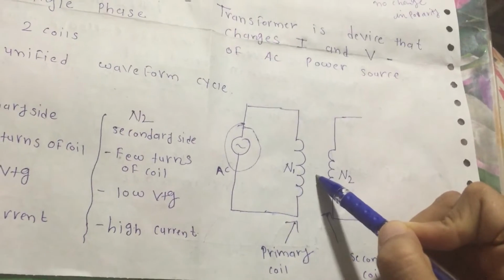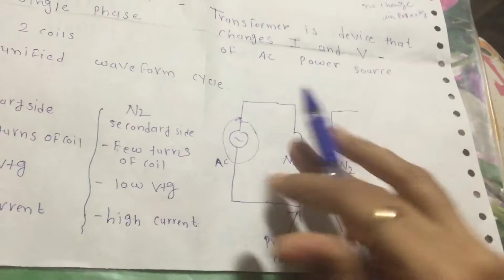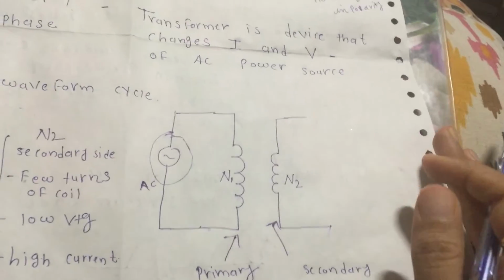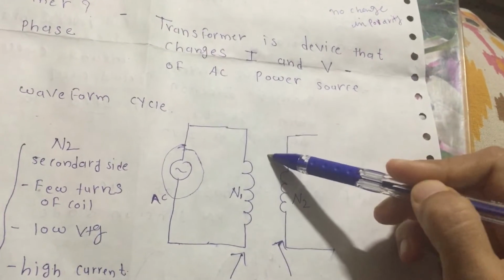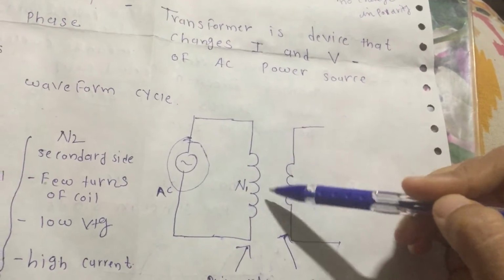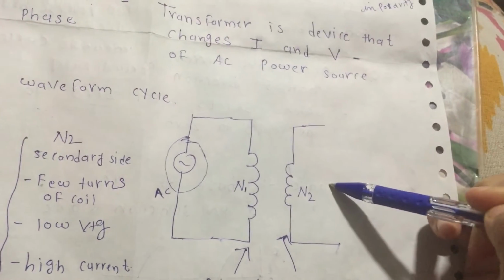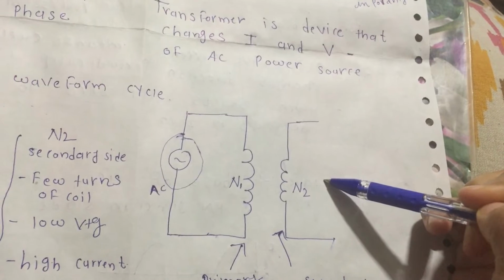One coil connects with the power source, and another connects with the circuit. Now see, when current fluctuates in the first coil, it creates a magnetic field and induces current in the second coil, according to Faraday's law.